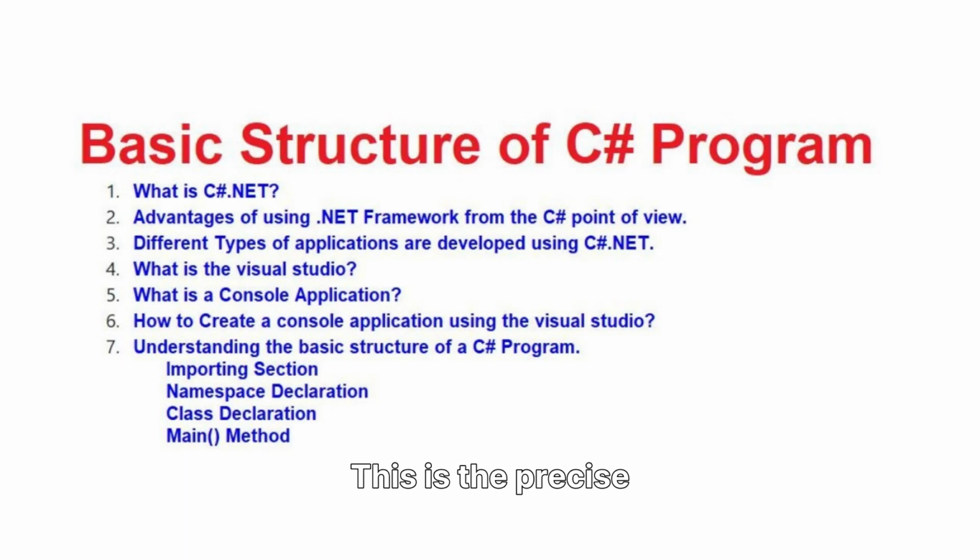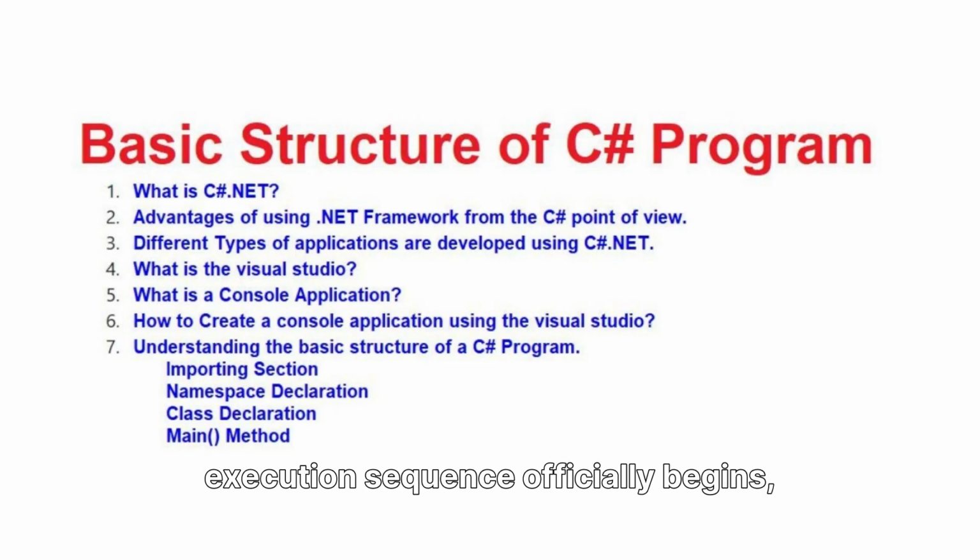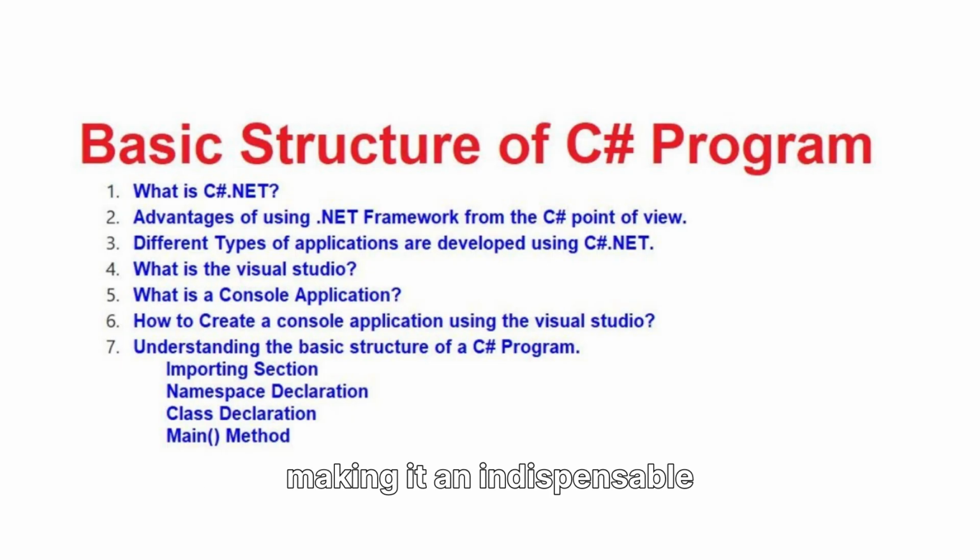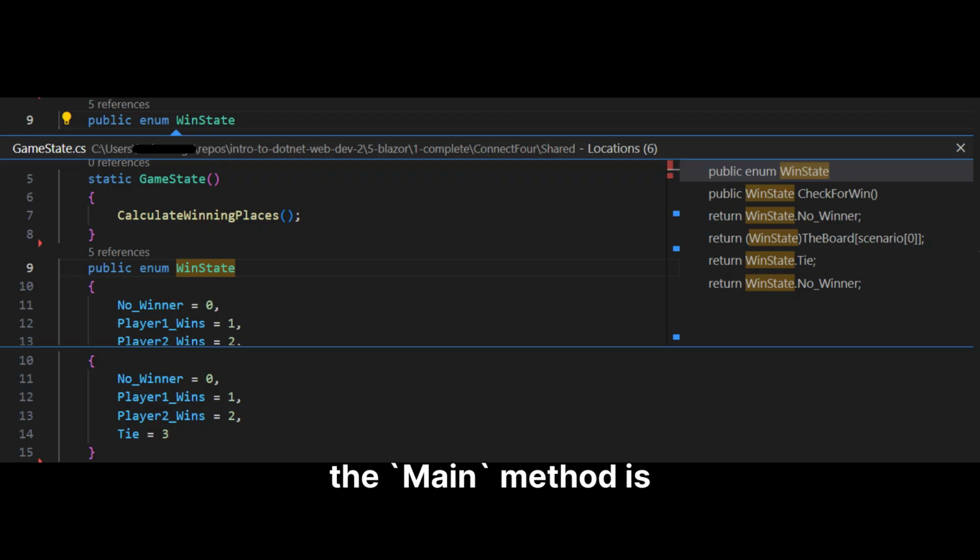The Main method holds a critical role as the designated entry point for every C# executable application you create. This is the precise location where your program's execution sequence officially begins, making it an indispensable component for any standalone C# application. The basic syntax for the Main method is static void Main. The static keyword is crucial, signifying that this method belongs directly to the class itself, rather than requiring an instance or object of that class to be created before execution.